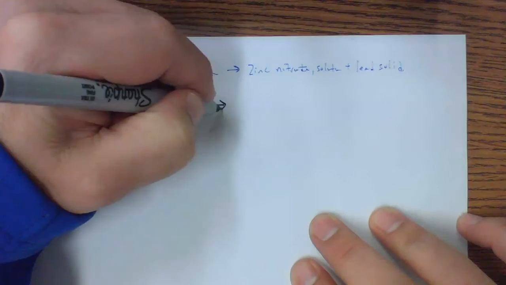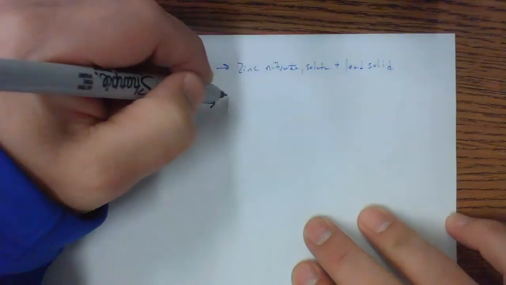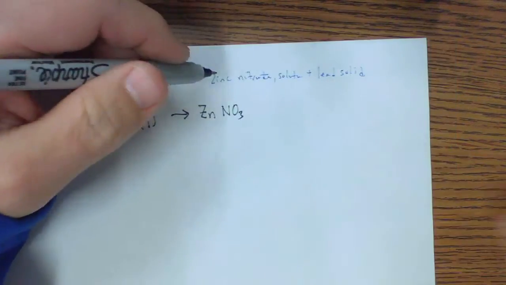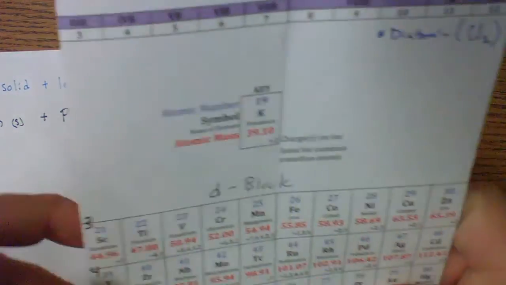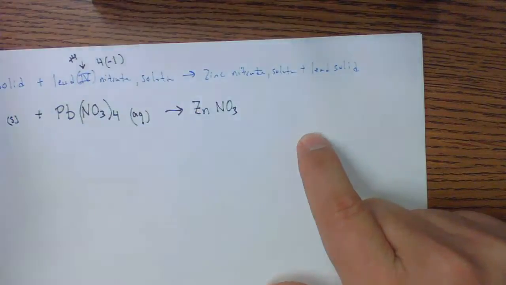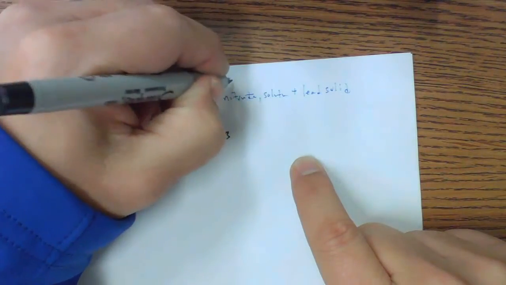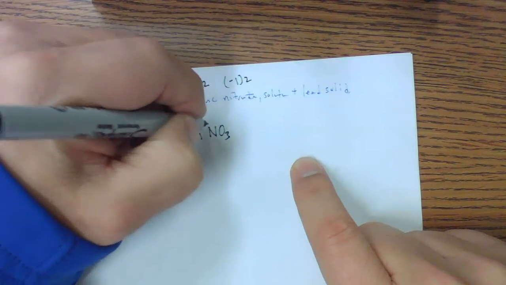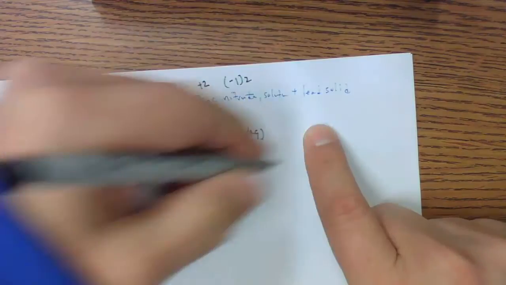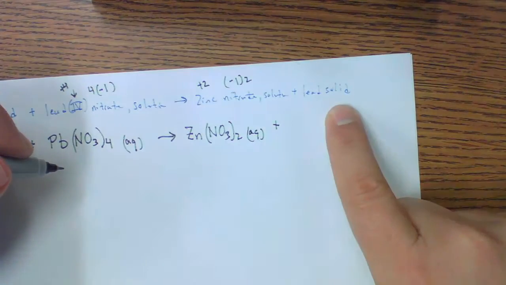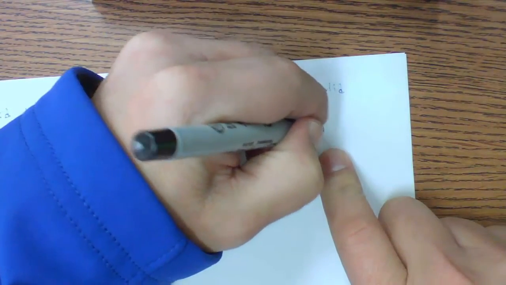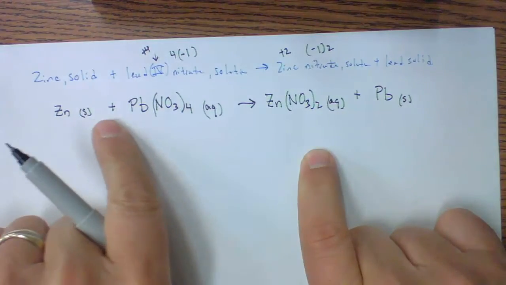Now I'm going to go through and do my zinc nitrate. So this is going to be Zn(NO3). Zinc is one of those that on our periodic table is a single-charged one. It's always a +2. My nitrate's a -1, so I need 2 of those. And it's also a solution, so it's aqueous. Then we add to this our lead solid. So lead is just Pb, and it's going to be in its solid state. So I've now expressed all of my formulas correctly.